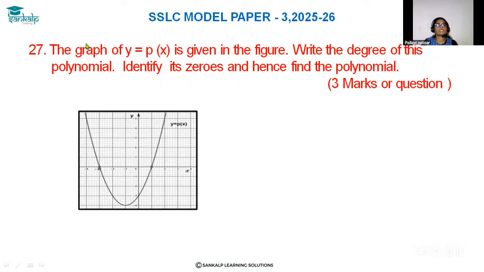Hello everyone. Look at question number 27. The graph of y is equal to p of x is given in the figure. Write the degree of this polynomial. Identify its zeros and hence find the polynomial. Okay, so here the degree of the polynomial is 2.